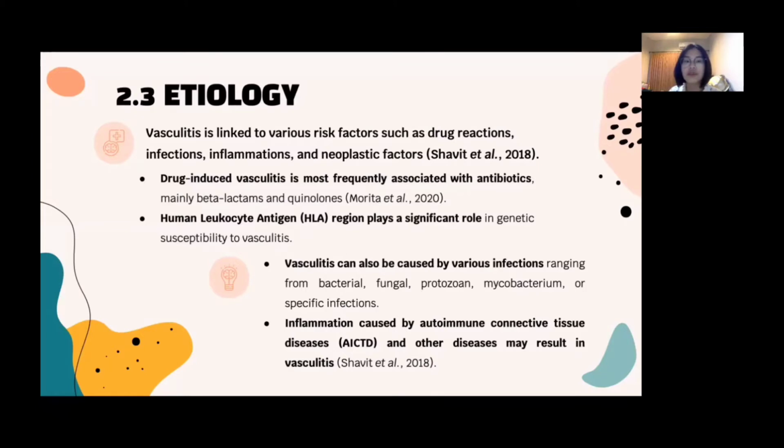So actually, the etiology of vasculitis remains uncertain. However, there are various risk factors that can be linked, such as drug reactions, infections, inflammations, and neoplastic factors. First, drug-induced vasculitis is most frequently associated with antibiotics, mainly beta-lactams and quinolones. However, other drugs such as non-steroidal anti-inflammatory drugs or paracetamol may also cause vasculitis. Second, for genetic factors, there have been studies showing that the human leukocyte antigen or HLA region plays a significant role in the causes of vasculitis. Next are various infections, which range from bacterial, fungal, protozoal, mycobacterial, or specific infections that may also cause vasculitis. Lastly, inflammations that are usually caused by autoimmune connective tissue diseases such as AICTD and other diseases may also result in vasculitis.